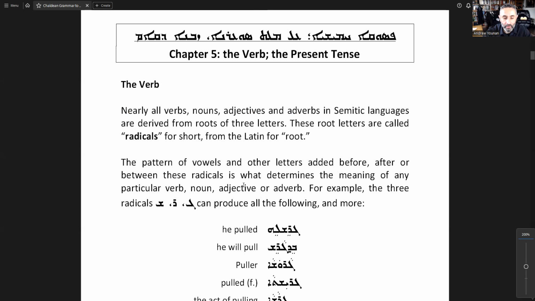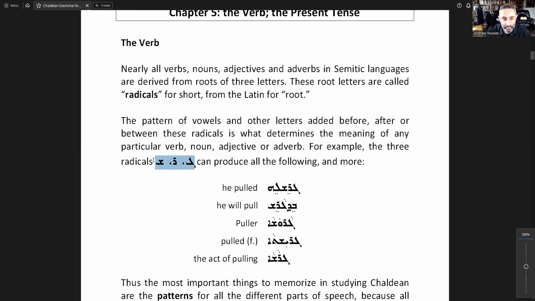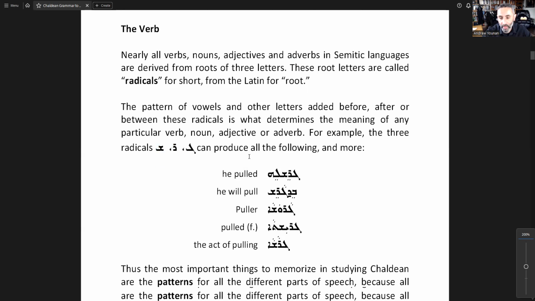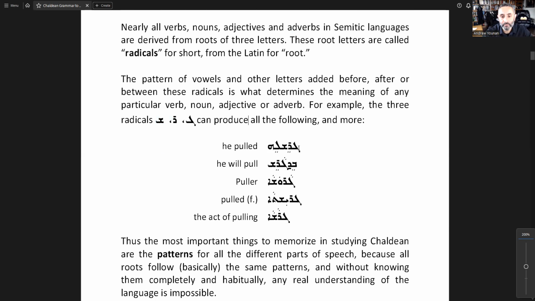For example, here's an example: the 3 radicals gamel, resh, and sheen, in this order. These 3 root letters mean pull. So if you're going to pull, grush gives that meaning. This is what these 3 root letters can produce, among a lot of other things. If you say grush le, you have these root letters and then this ending right here. This is he pulled in the past tense.